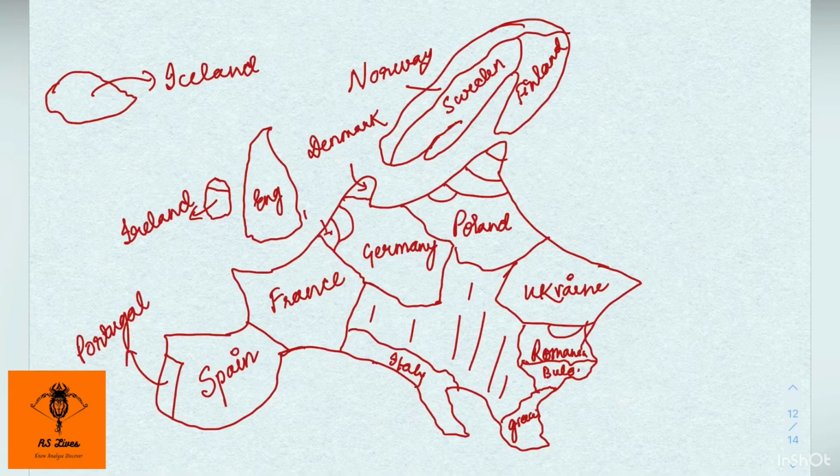This is Belgium, a small nation but important because it holds the headquarters of the European Union in the capital city of Brussels. This one is N, meaning Netherlands. Yeah, so these are the important countries.